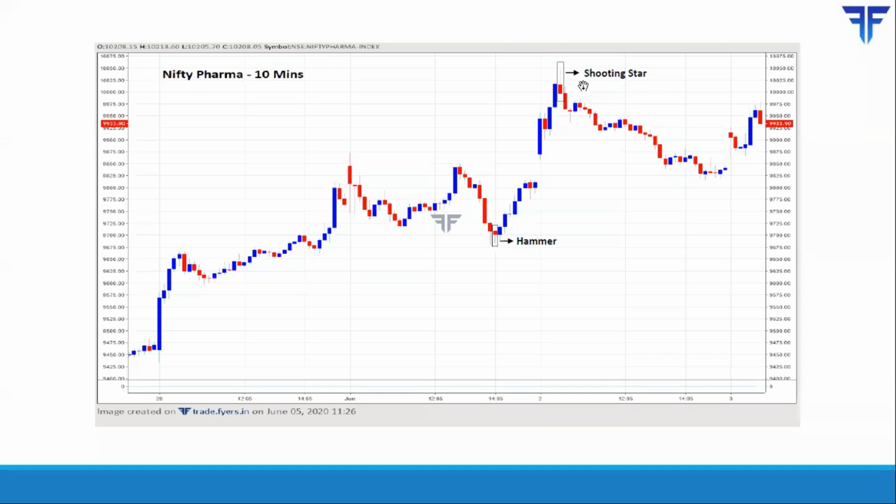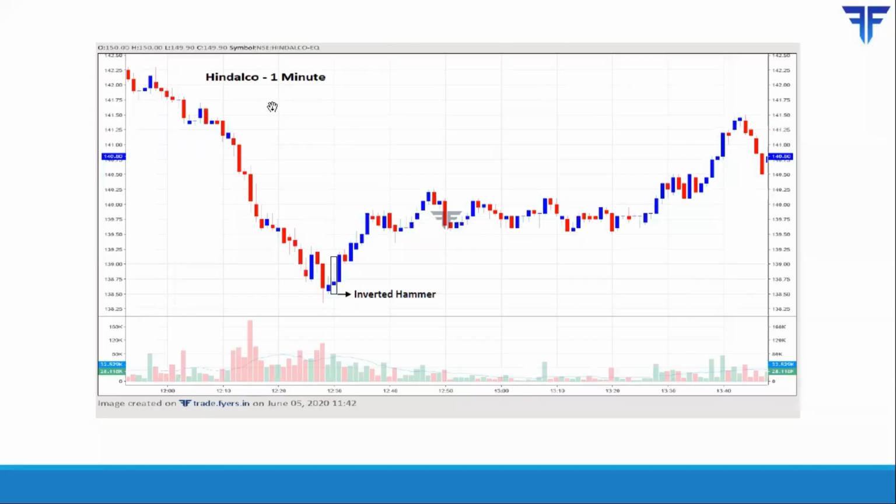And again, as you can see at the top, this rally, this recovery in Nifty Pharma Index ended with the appearance of a shooting star. In the subsequent candle, the high of the shooting star was not broken while the low of the shooting star broke, and that signaled lower prices in the Nifty Pharma Index in the subsequent several minutes. Remember, this is a 10-minute chart.